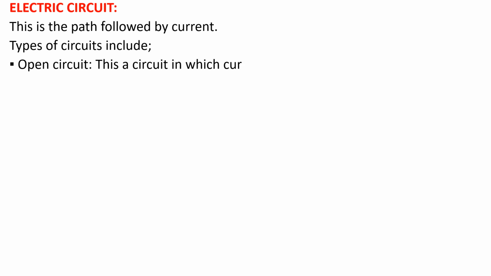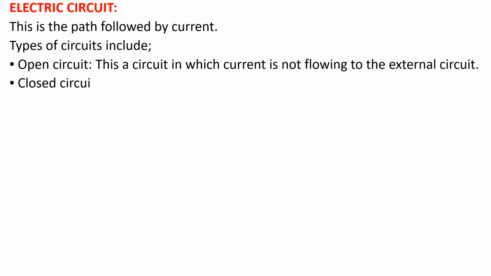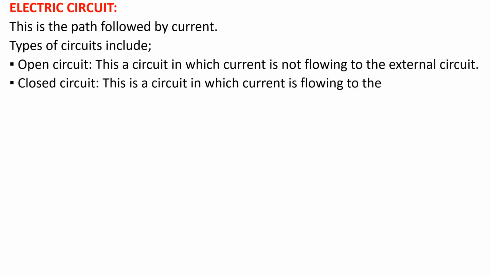Electric circuit. This is a path followed by current. Without a circuit, current does not flow. So we must have that circuit. Types of circuits include open circuits. This is a circuit in which current is not flowing to the external circuit. And then the closed one is the opposite, in which current is flowing to the external circuit.